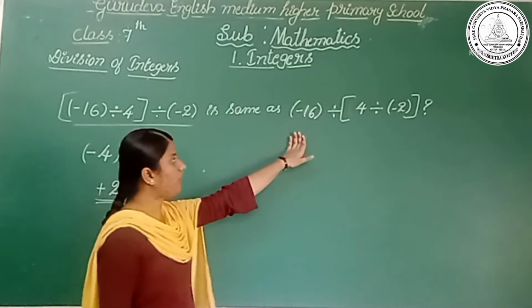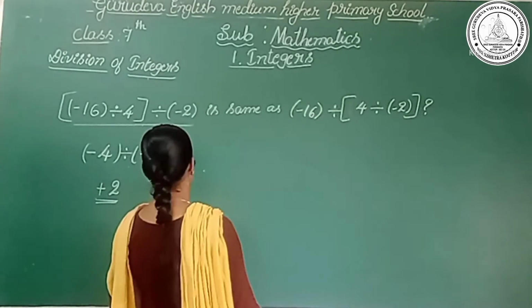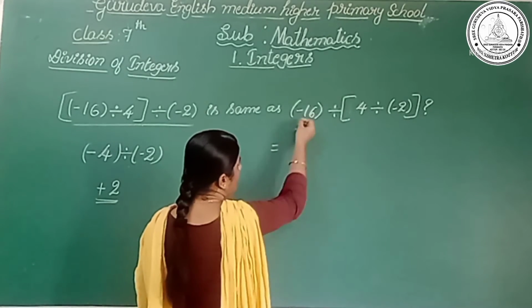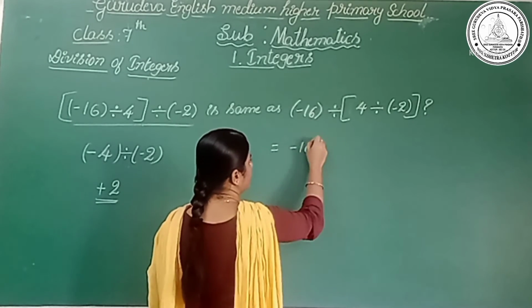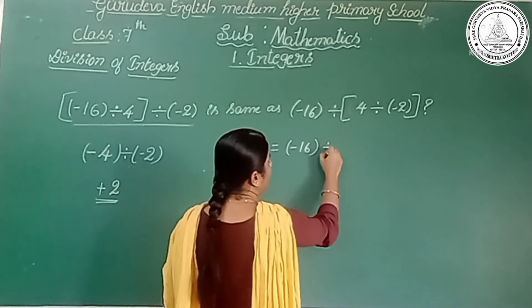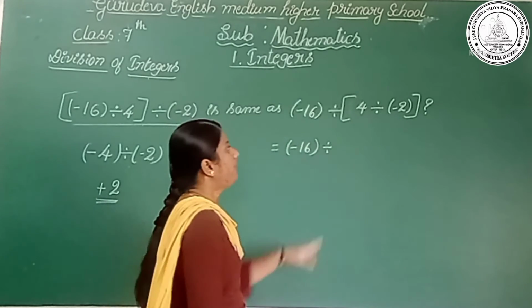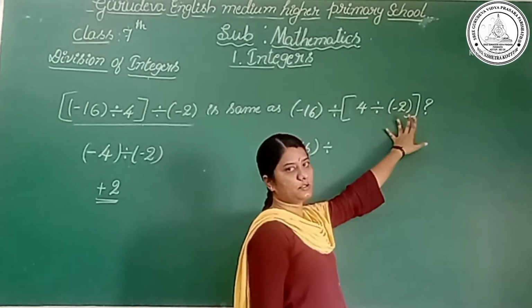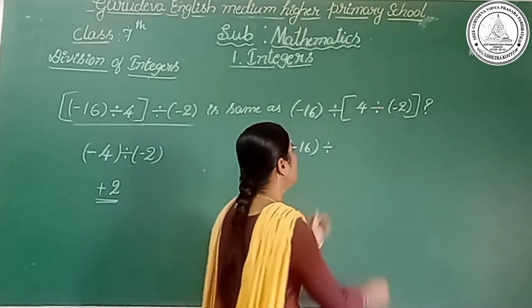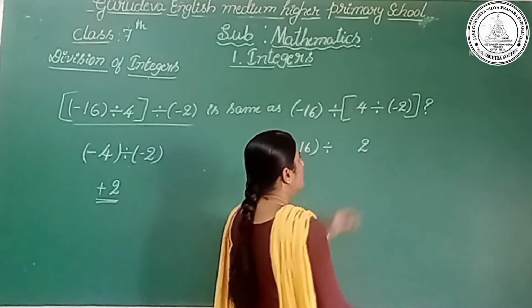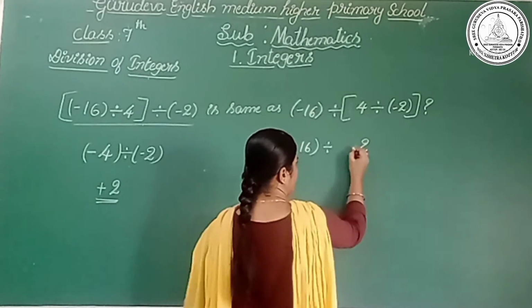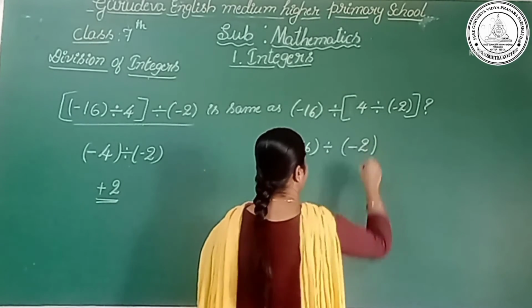Then let's check for this. Write down minus 16 as it is and divide by, removing the bracket first, 4 divided by minus 2. 2 times how much is 4? That is 2 twos are 4. So plus divided by minus is minus.